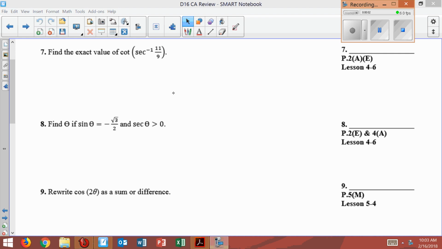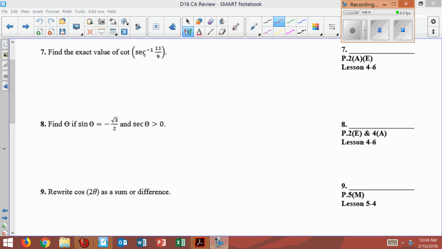Number 7, find the exact value of cotangent of secant inverse of 11 over 9. Now, we have two trig functions here, one inside the other. We call that composition of trigonometric functions. And here's basically what happens. We're given here the secant of a ratio.